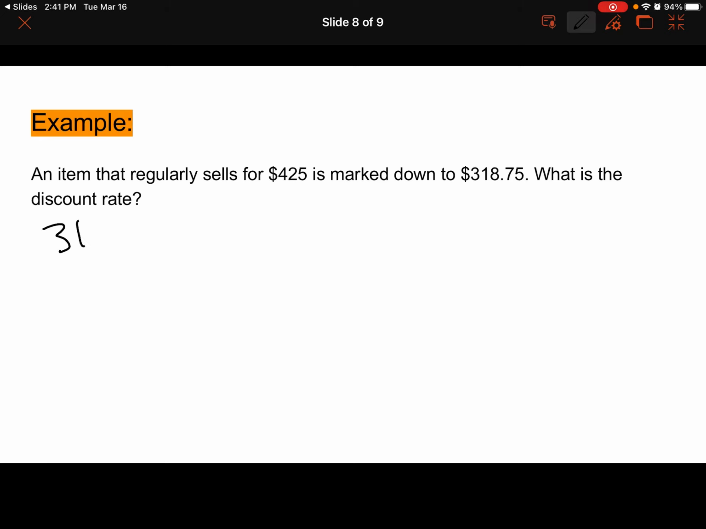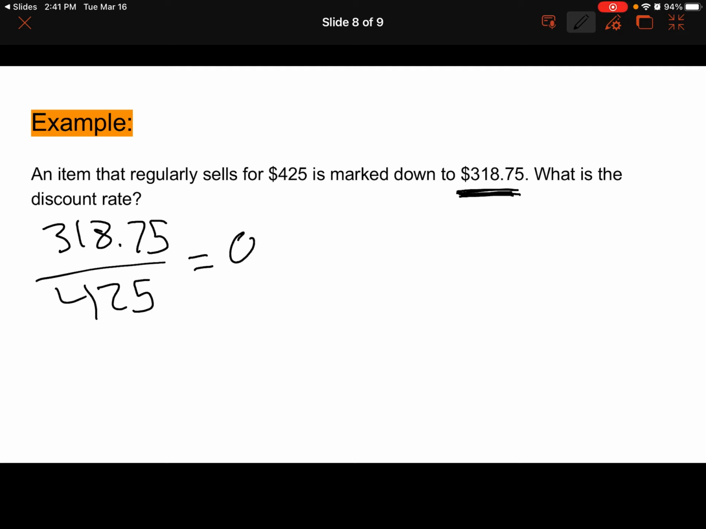So we'll do 318.75 divided by 425. And this is going to tell us what is the percent, what is 318.75 of 425 here? So this will give us 0.75. So that is telling us that 318.75 is 75% of 425.